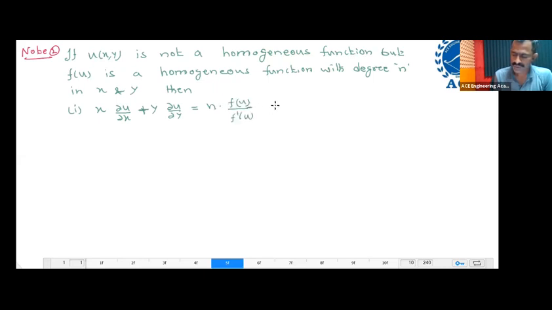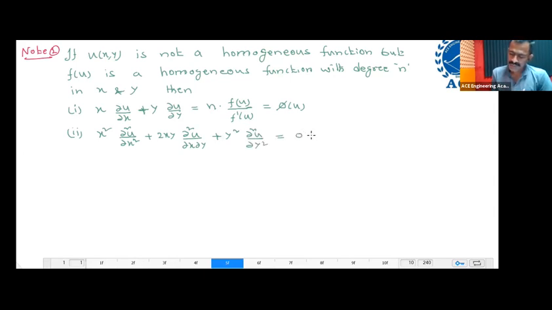Function of u by function of u. Let us suppose this is some function of u. Using this, we get the second derivative result. Second bit: x square into dou square u by dou x square plus 2xy into dou square u by dou x dou y plus y square into dou square u by dou y square equal to phi of u into phi dash of u minus 1.